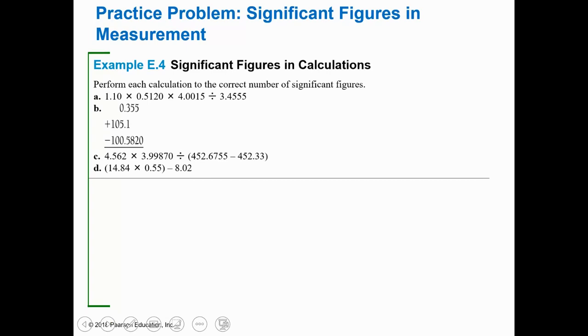Okay, so let's perform some of these calculations. You do follow the order of PEMDAS, so just make sure of that. For A, I've got 3 sig figs, 4 sig figs, 5 sig figs, and 5 sig figs. Remember, in multiplication, we're keeping the least. We go ahead and do our math.